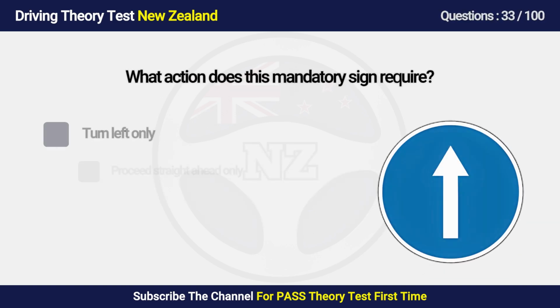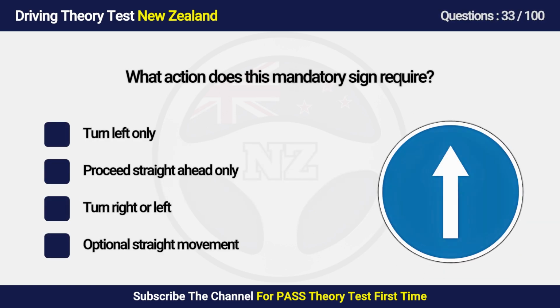Question 33. What action does this mandatory sign require? A, turn left only, B, proceed straight ahead only, C, turn right or left, D, optional straight movement.